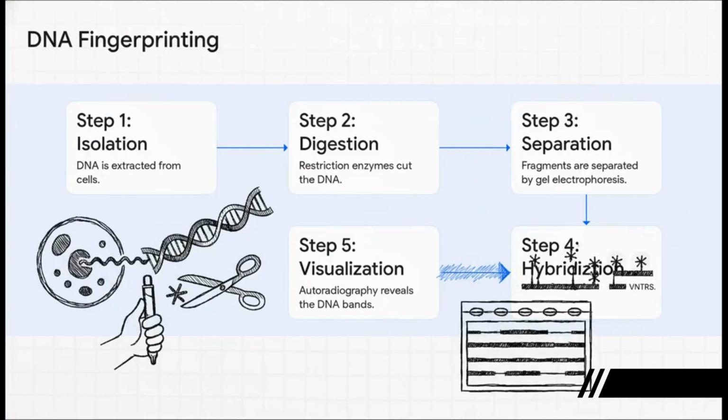And that's it. That's your DNA barcode. So how do we actually see this barcode? Well, it's a pretty methodical process. First, step 1, you have to isolate the DNA from a sample. Then, step 2, you digest it. You use these things called restriction enzymes. They're like molecular scissors to chop up the DNA. Step 3 is separation. We sort all those DNA fragments by size using a method called gel electrophoresis. Step 4 is hybridization, where we use a special probe that's designed to stick only to those VNTR sequences. And finally, step 5 is visualization. We use autoradiography to make the pattern of bands visible. And there it is, the DNA fingerprint. This is exactly what they use in crime scene investigations and for paternity tests.